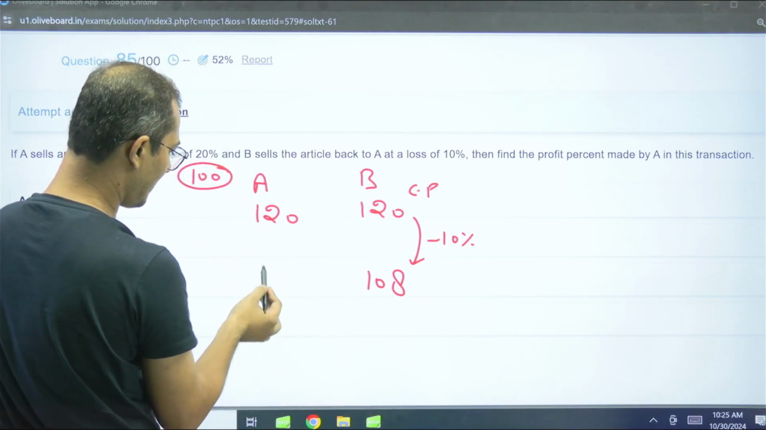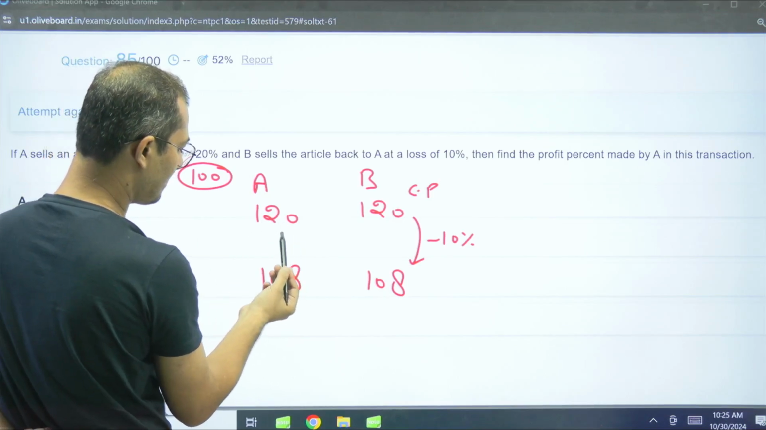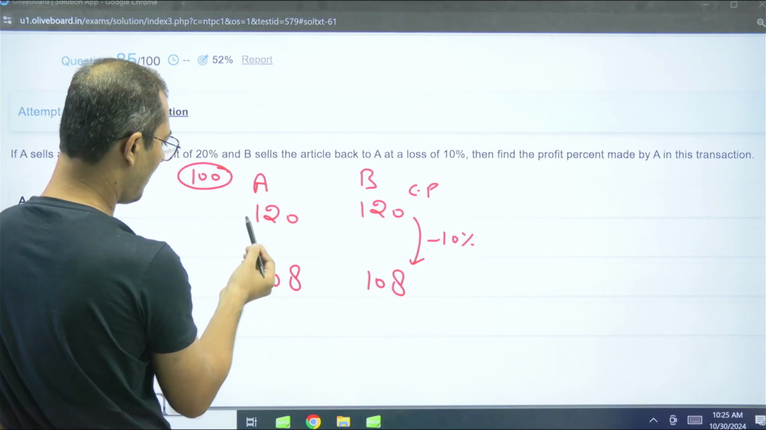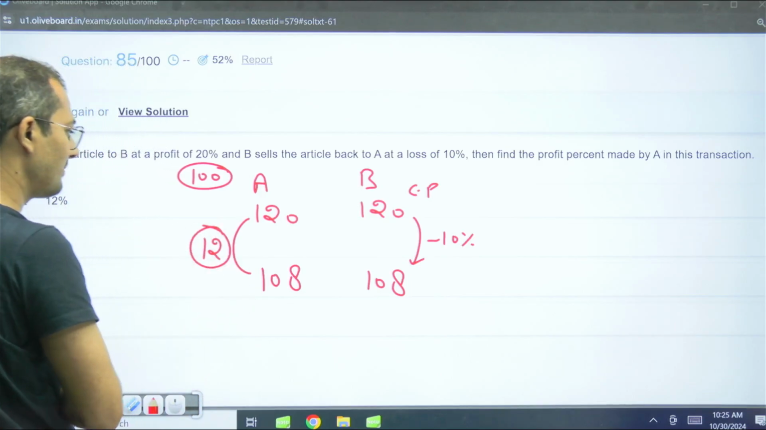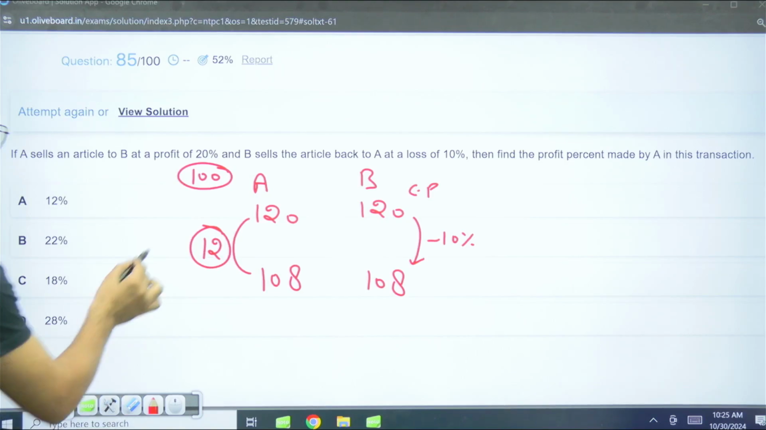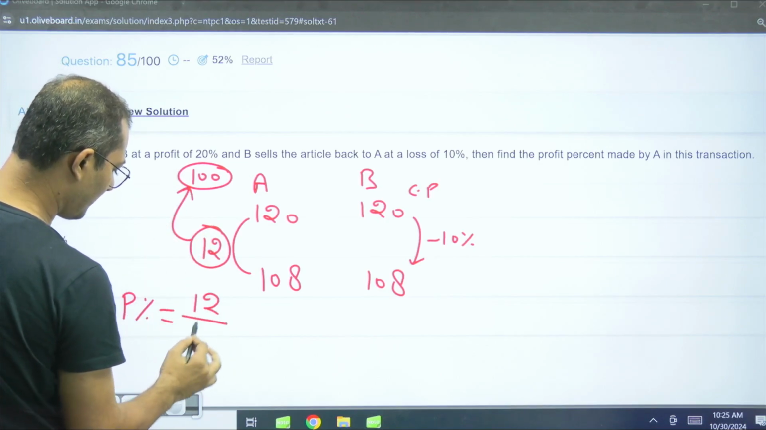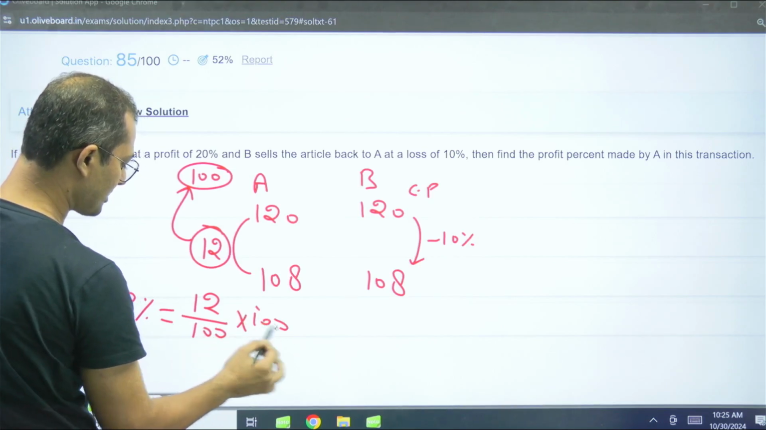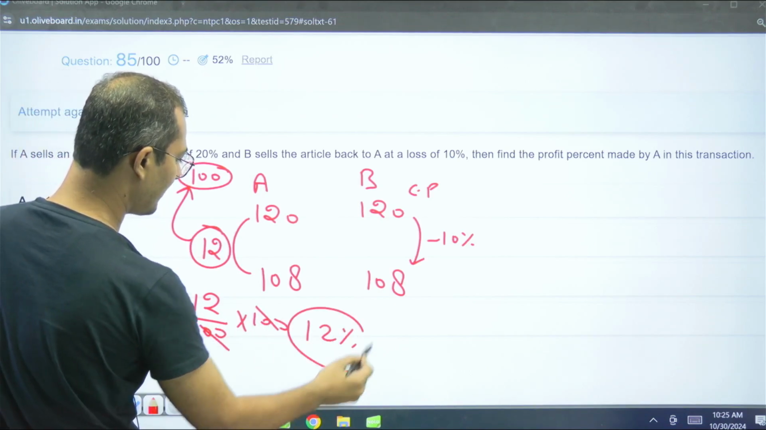Now A is purchasing for rupees 108, right? So he spent 108 and he received how much? 120. So we can say that overall he is getting 12 rupees. So 12 rupees at how much? 12 rupees at 100. So what is the percentage profit? 12 unit profit over 100, right? Because profit and loss is always measured at the cost price. So 12% is the right answer.